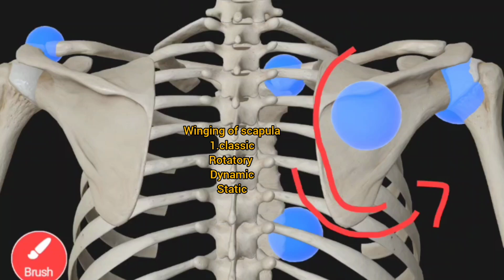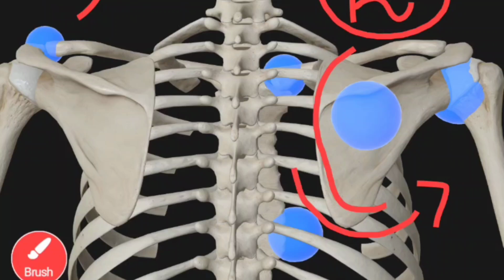Then next is winging of scapula: classical winging, rotatory, dynamic and static. For classical winging, the medial border moves outwards, and at rest also it moves outwards. This mainly occurs due to serratus anterior nerve palsy.